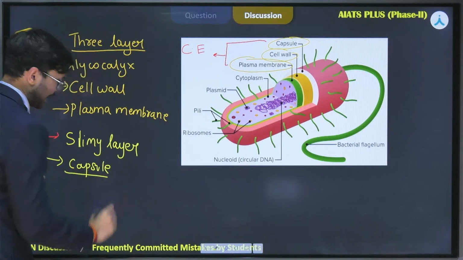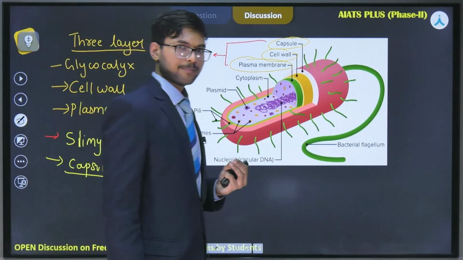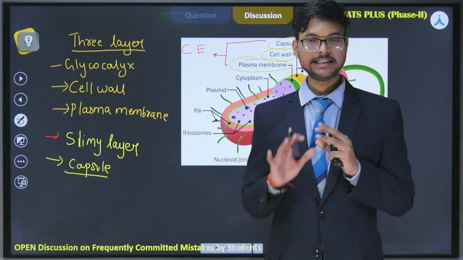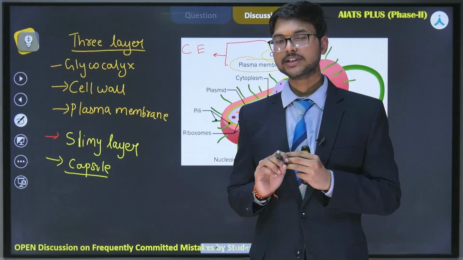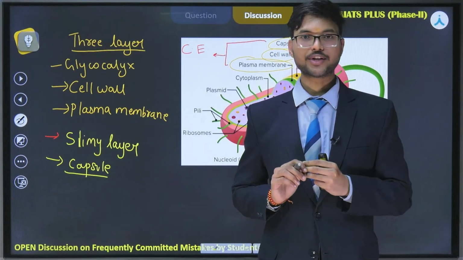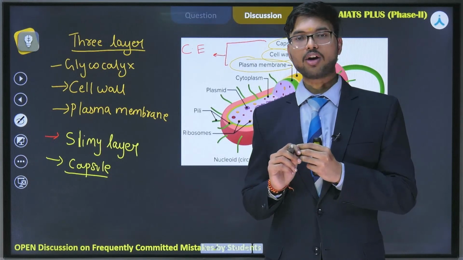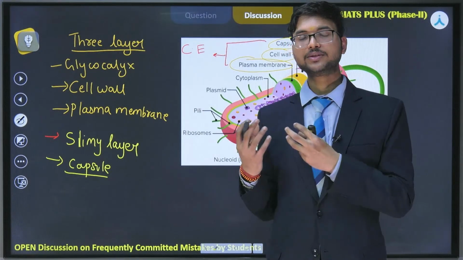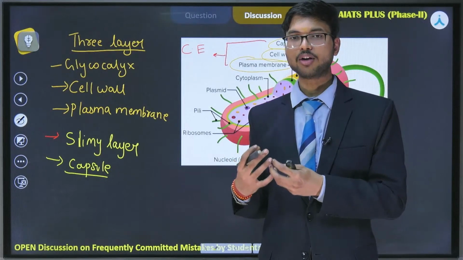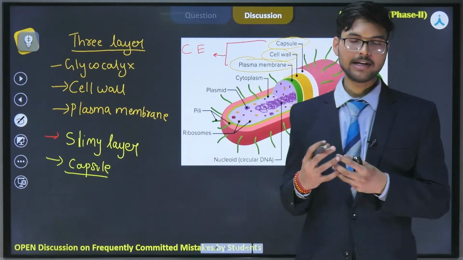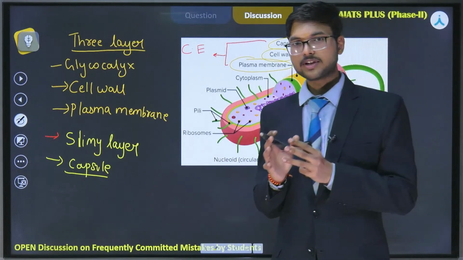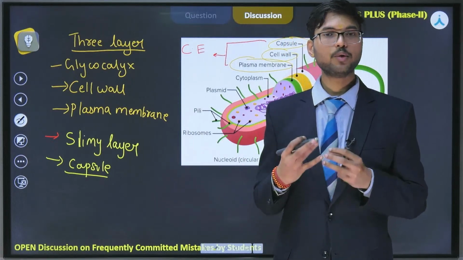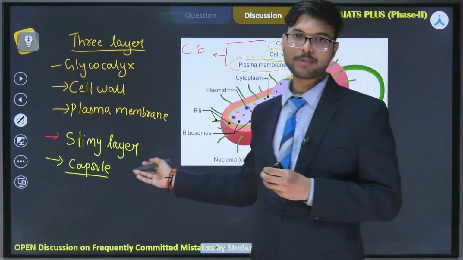Okay, now the capsule has a certain property. You have seen the experiment of Griffith. Yes, everyone has seen the experiment of Griffith where he used the S strain of pneumonia bacteria and the R strain. The rough strain, or R strain, was not able to infect the mice, while the smooth strain was able to infect the mice and cause pneumonia, and ultimately the mice died. So the smooth strain has capsules. It means the capsule helps the bacteria escape the host immune system. That's one of the properties of glycocalyx.